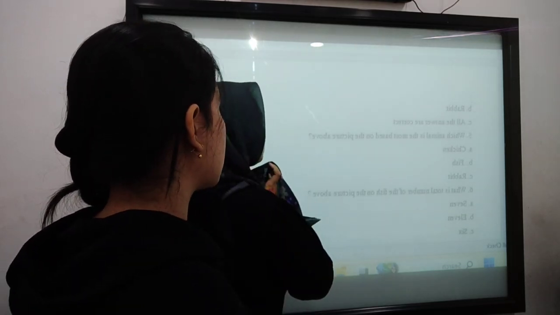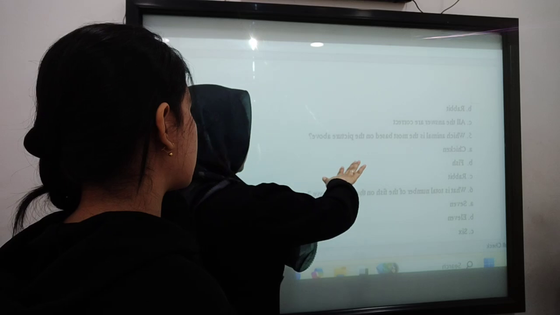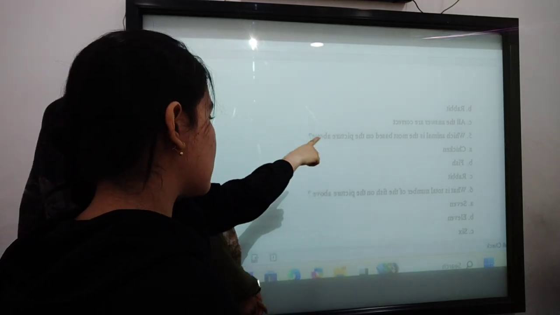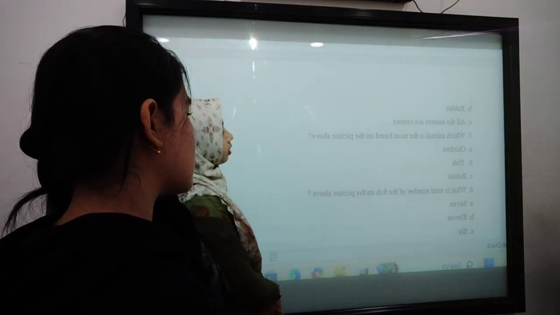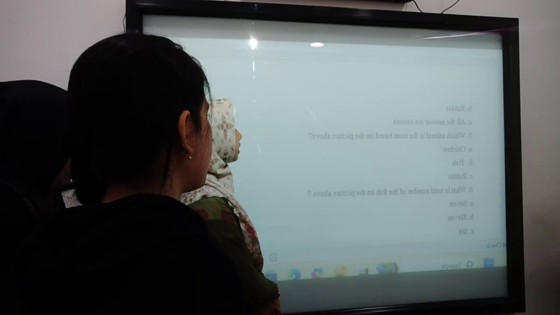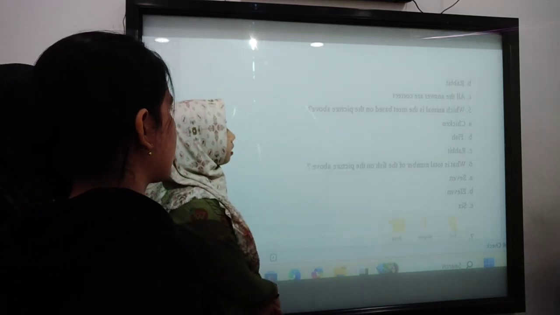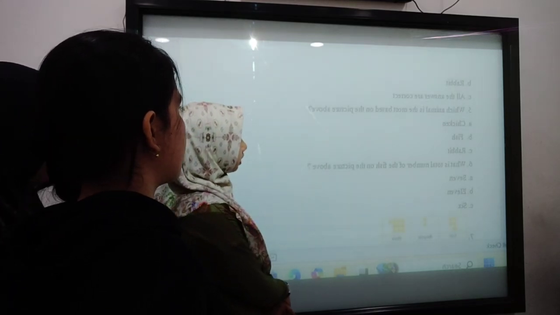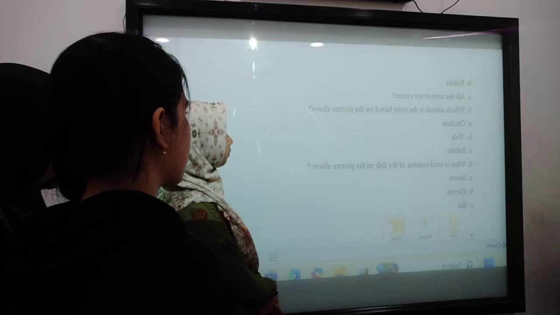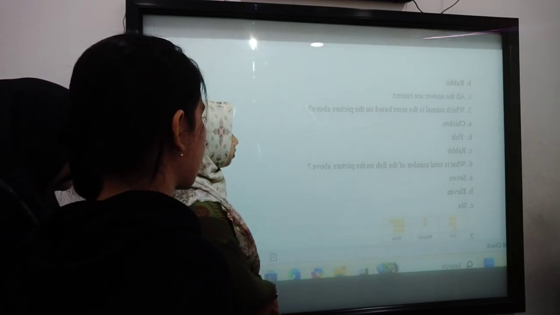Reggie, there are more rabbits than chicken. All these are correct. Rabbit, yeah. Number 5, which animal is the most based on the picture above? The answer is B, fish.